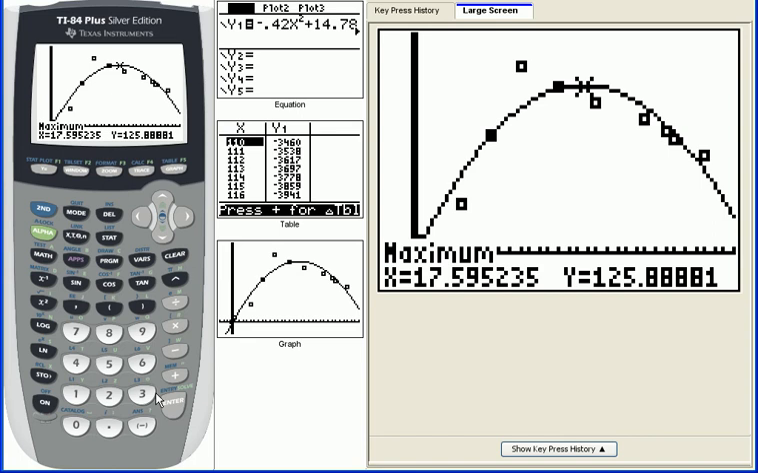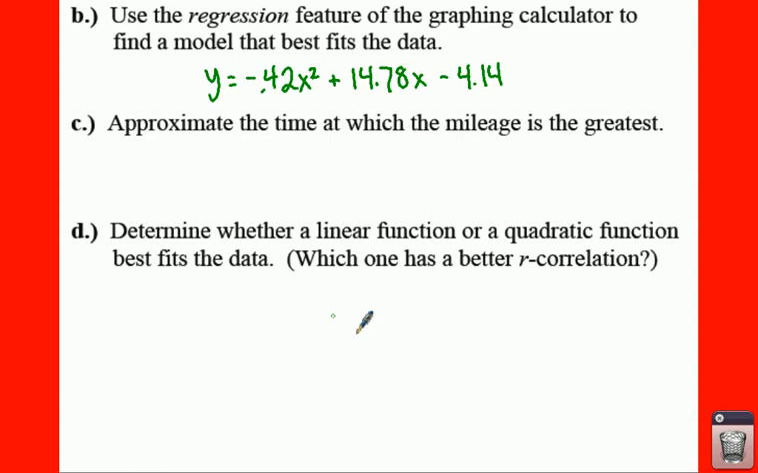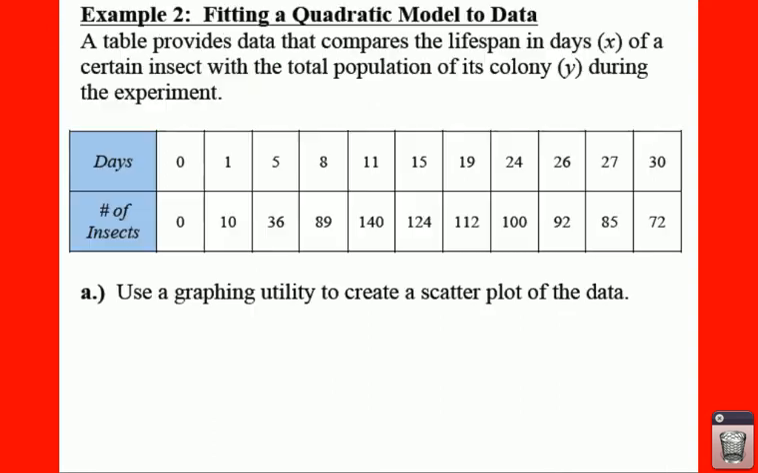So you're going to say 17.6 days. Now this is according to your model. If you look back at your table, 17.6 would be in between 15 and 19. Your max value is not between 124 and 112. Wouldn't it make sense that it'd be maybe somewhere over here?